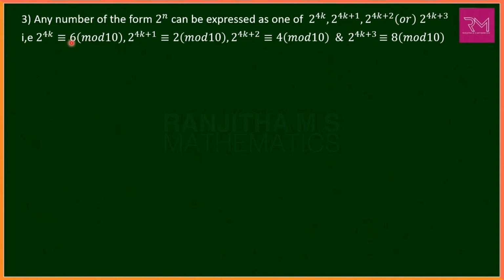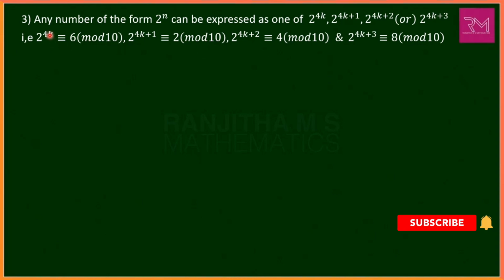That is, 2^4k is congruent to 6 mod 10, 2^(4k+1) is congruent to 2 mod 10, 2^(4k+2) is congruent to 4 mod 10, and 2^(4k+3) is congruent to 8 modulo 10. Here 6, 2, 4, 8 are the unit digits for the form 2^n. So if we substitute any value of k, we can check the congruency.